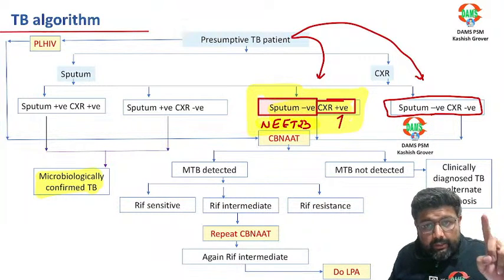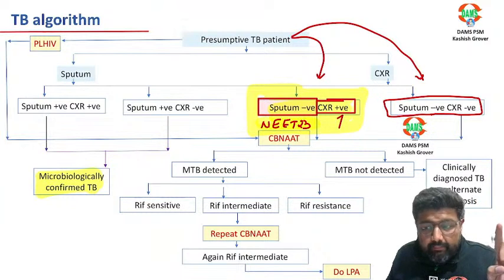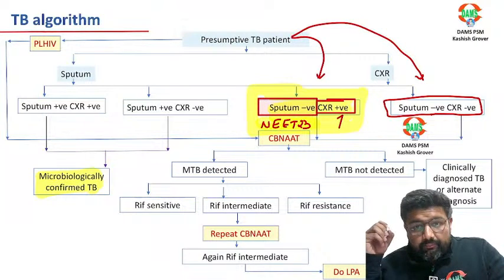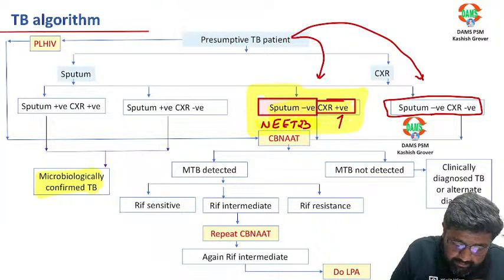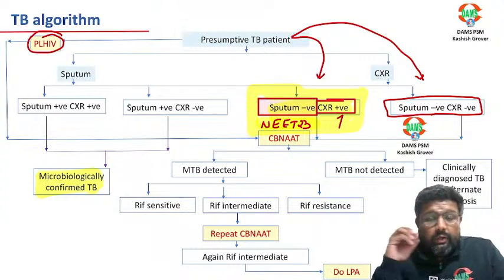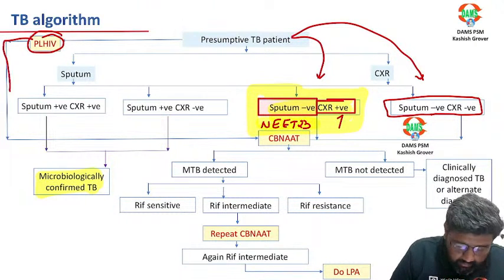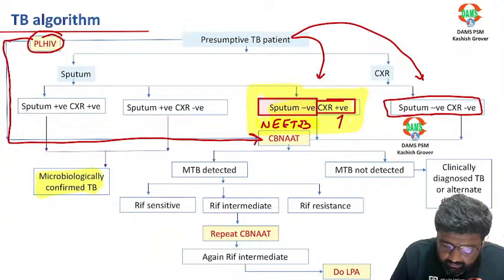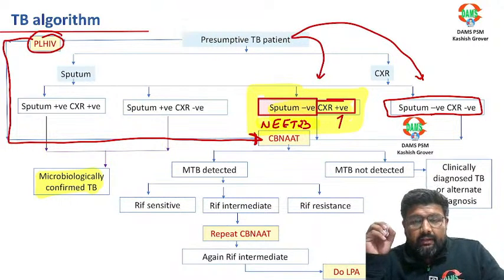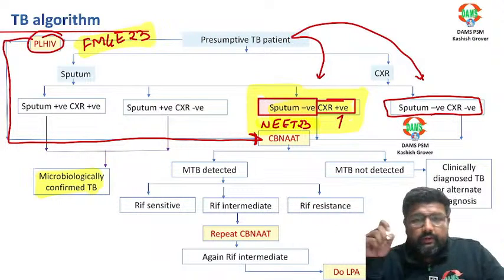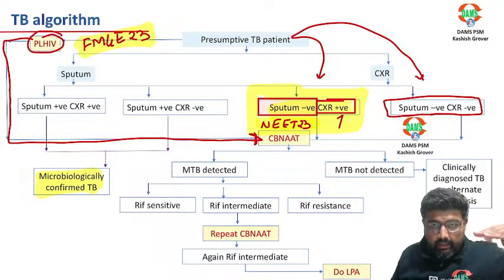In FMG 2023, they asked that you have a presumptive TB patient, and that presumptive TB patient is HIV positive. Now, if you have a presumptive TB patient who is an HIV case, you need not order the other tests. You can directly do CB-NAT, right? So this is your FMG 23. Okay, fine. Till here, clear.